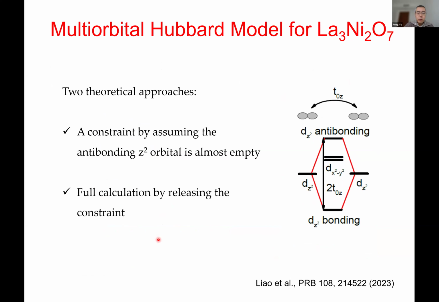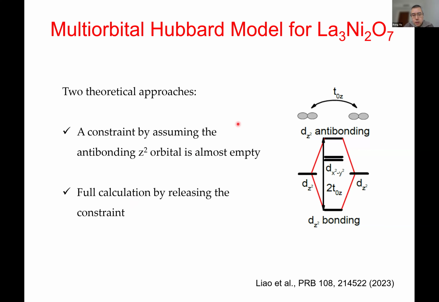And then we adopt 2 theoretical approaches. In the first approach, we can further simplify the system by assuming that since the dz square anti-bonding state has a very high energy level, this state is almost empty. This can be done in the calculation by assuming that the electron filling number in this anti-bonding state is fixed to its U equal to 0 value. And in the second approach, we release this constraint by performing a full calculation.